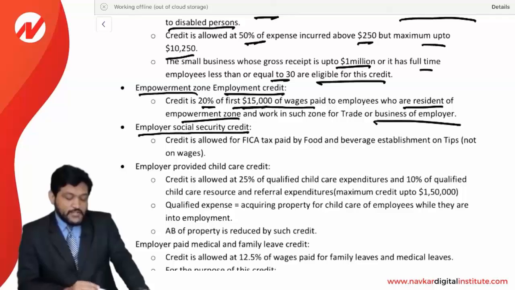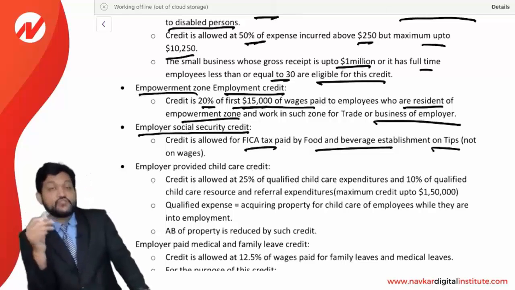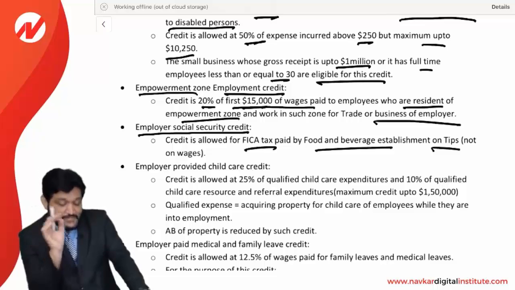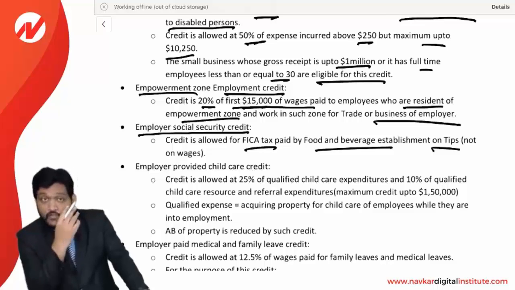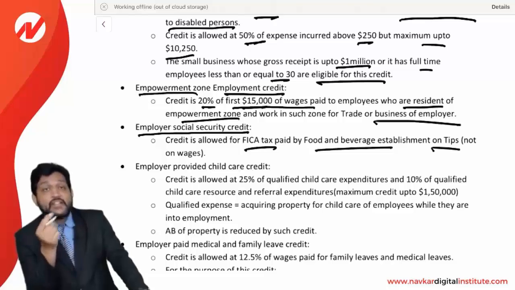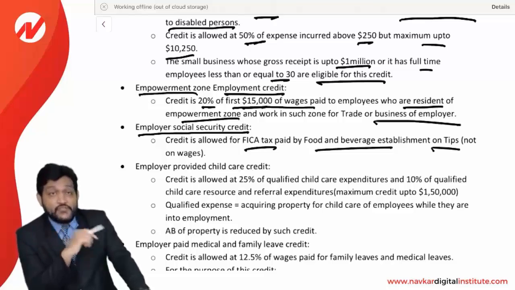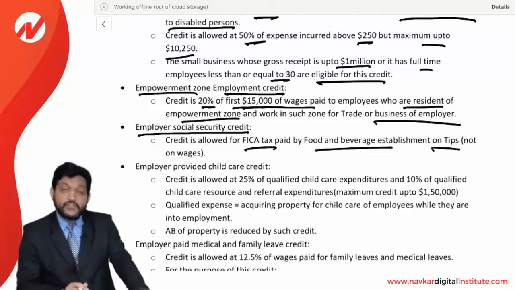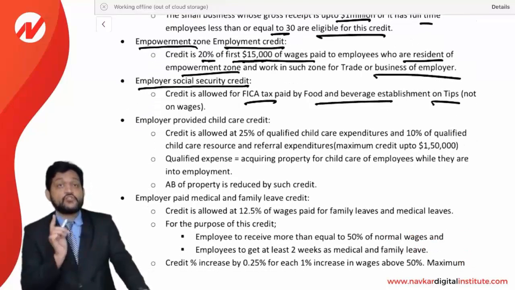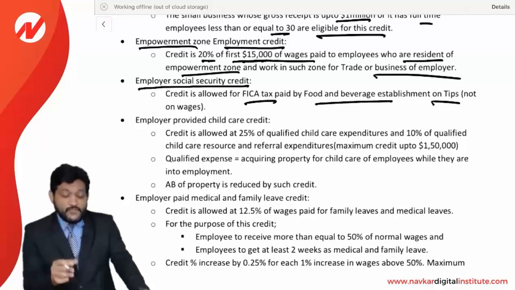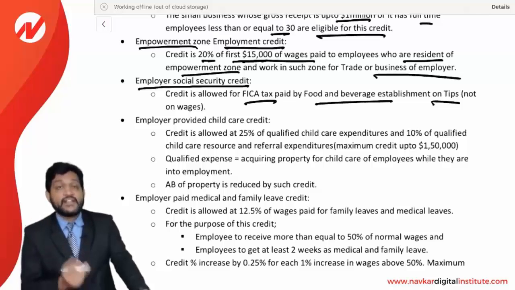Employer social security credit. Credit is allowed for FICA taxes paid by a food and beverage establishment on tips, not on wages. Look at this. If they are paying taxes on the tips income, then on that they'll be allowed a credit. That is called the social security credit. You know, two types of tax are involved: social security tax and Medicare tax. The social security tax paid by them will be allowed as a credit to them. This is only on the tips and not on the wages. It is specifically for food and beverage establishments like restaurants.